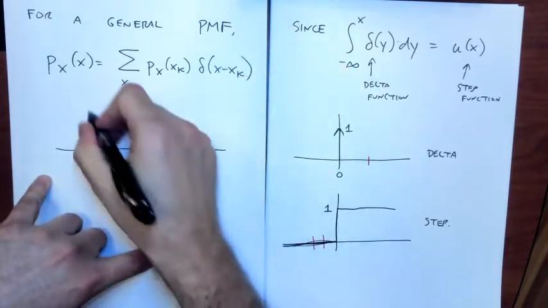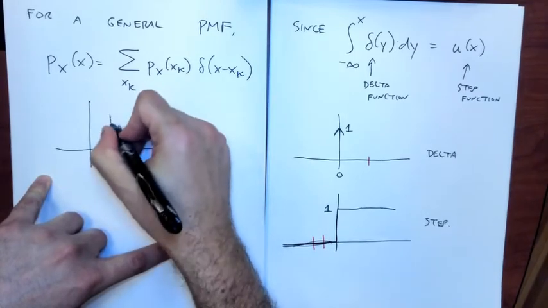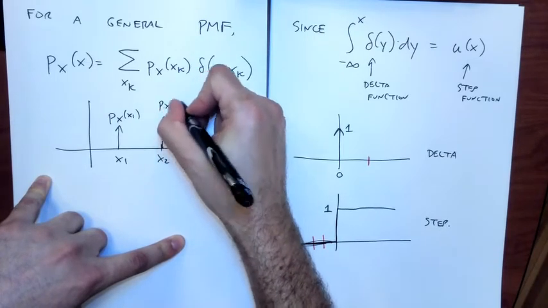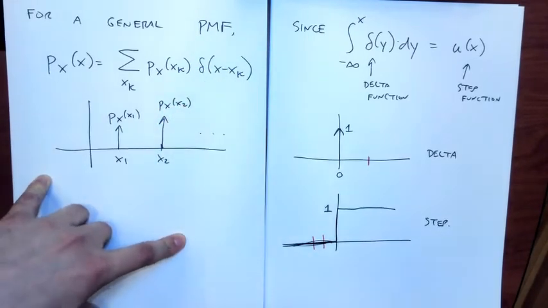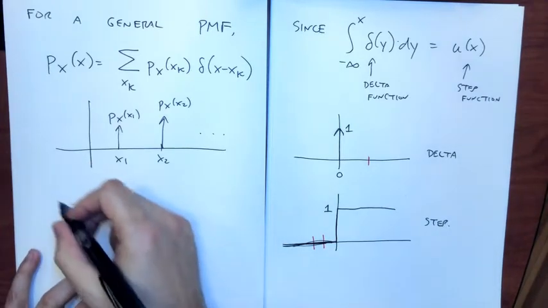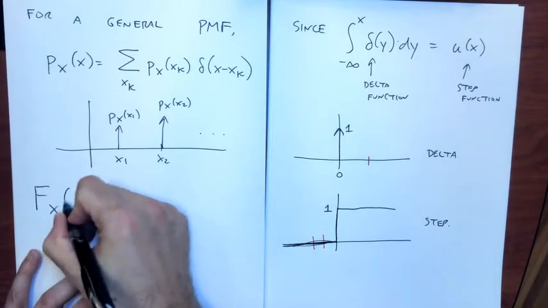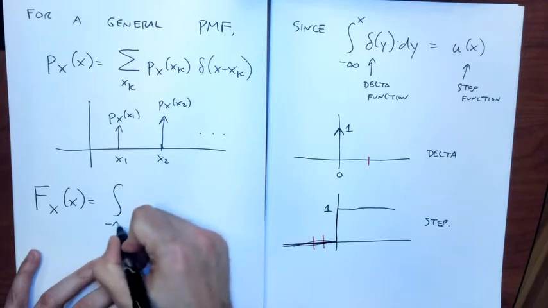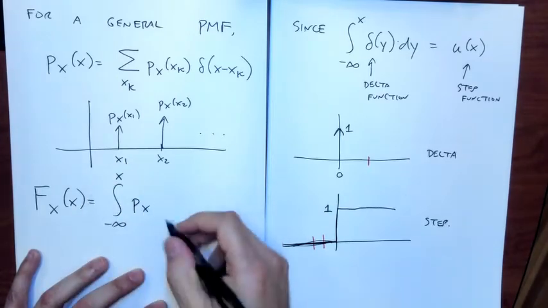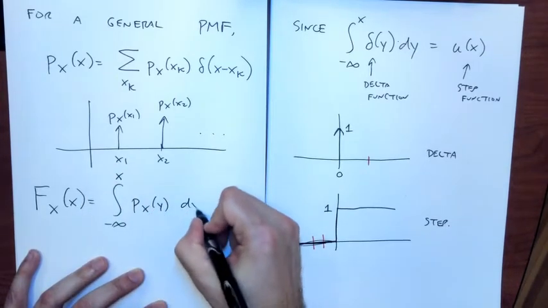And here's a picture. I have x1, and here's the probability of getting x1. And I have x2, and here's the probability of getting x2, and so on. And now I could put this formula and apply it to binomial, geometric, whatever. If I were to ask what the CDF is, I am going to integrate this PMF up to the point x, and I'm leaving off the little minus sign to make this a little easier to understand.